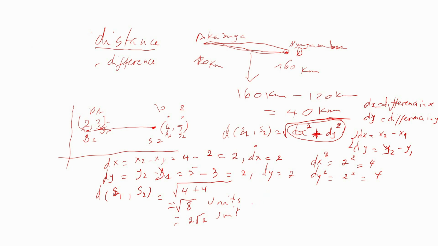Then I apply the formula. Distance from switch 1 to switch 2 will be square root of 4 plus 4. I start by adding. This is 8. Square root of 8 units. It means that you can calculate the square root. There are people who can simplify the radical. They get this one. Or simply you use decimal according to which way you want to give the answer.